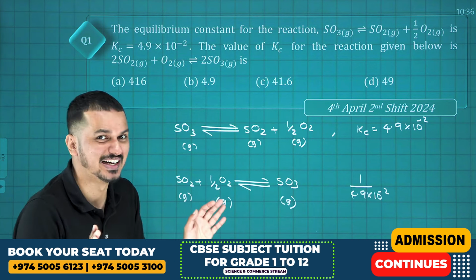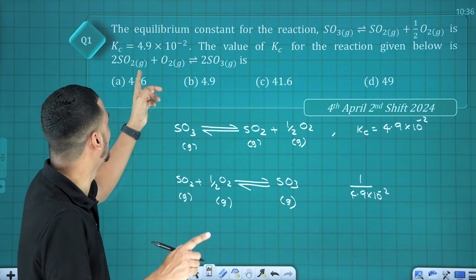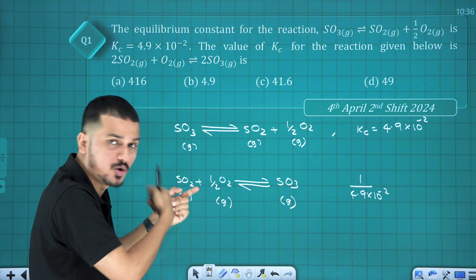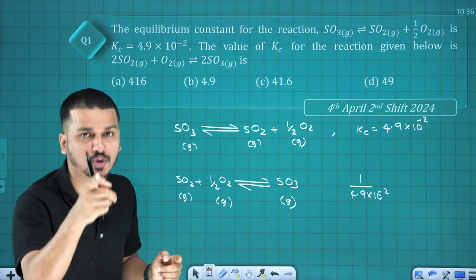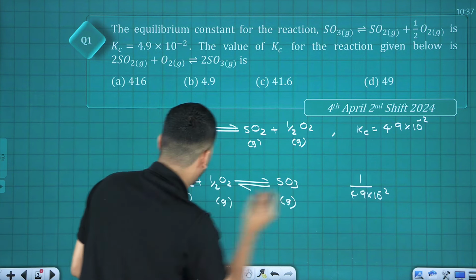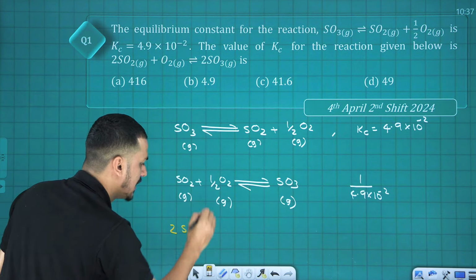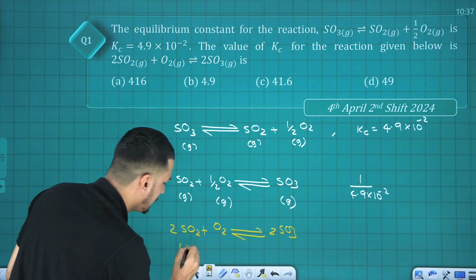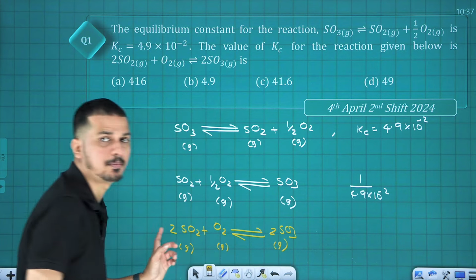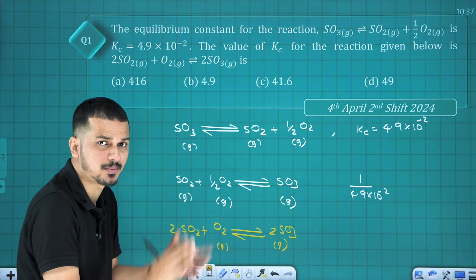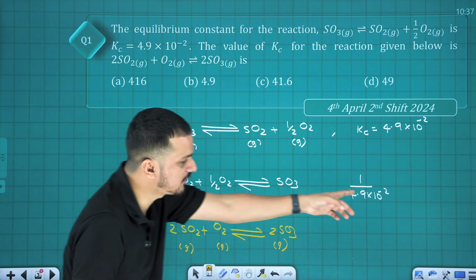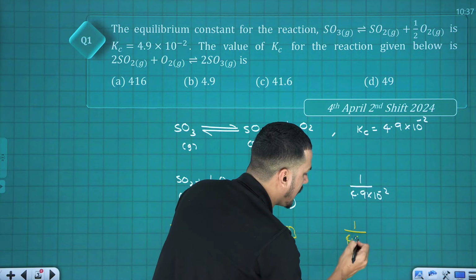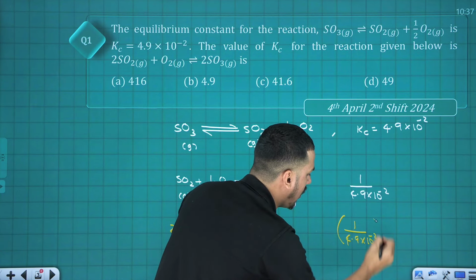Not over. What's the question? 2SO2 plus O2 gives 2SO3. After taking the reversal, you have to multiply the entire equation by 2. Then only you will get the given equation: 2SO2 plus 2 into 1 by 2 O2, that is O2, reversibly gives 2SO3. This is gas. Whenever you multiply a reversible reaction by any number, how does it affect the equilibrium constant? You have to take that number as the power of the equilibrium constant. So that is (1 by 4.9 into 10 raised to minus 2) all square.